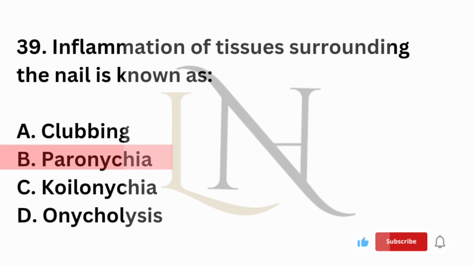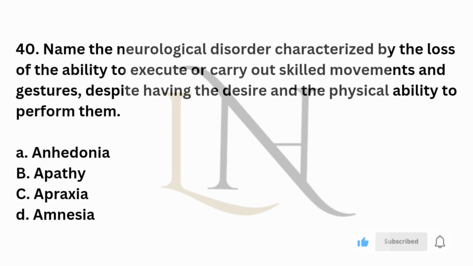Next, koilonychia means soft nails that are spoon shaped. Mostly we can see it in iron deficiency people. Onycholysis means separation of fingernails or toenails.